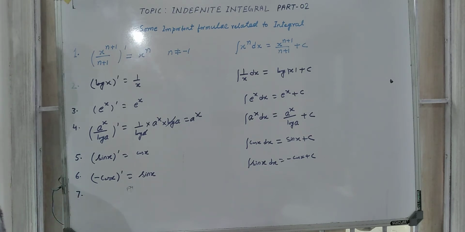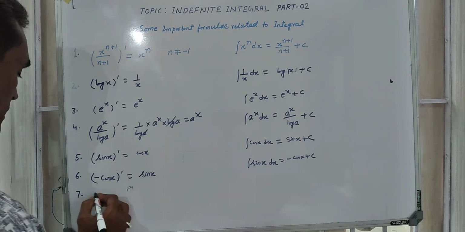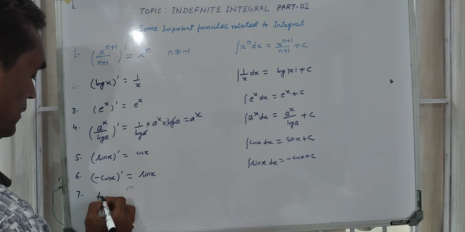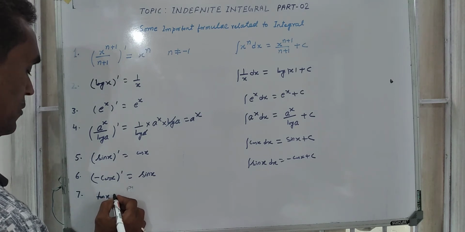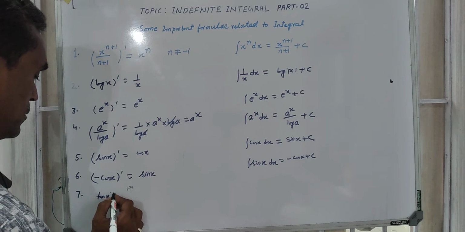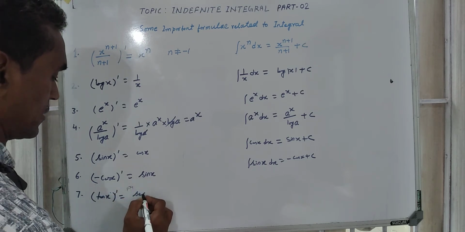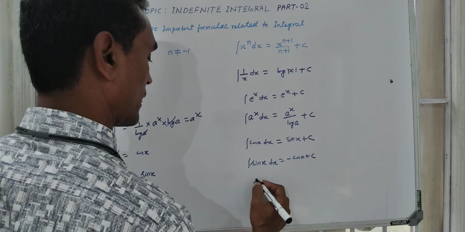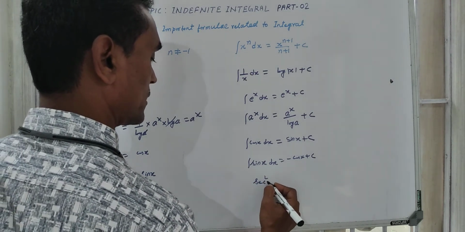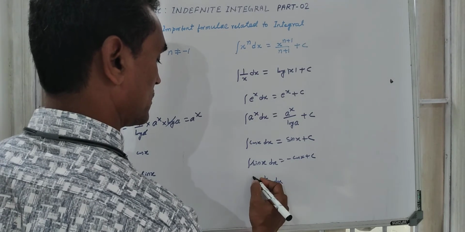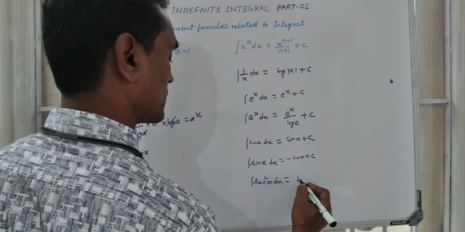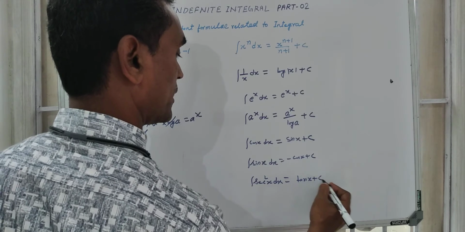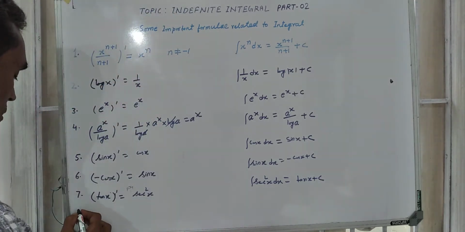Now derivative of tan x with respect to x is sec square x. So integral of sec square x will be tan x plus c.